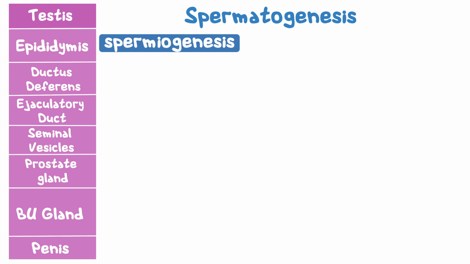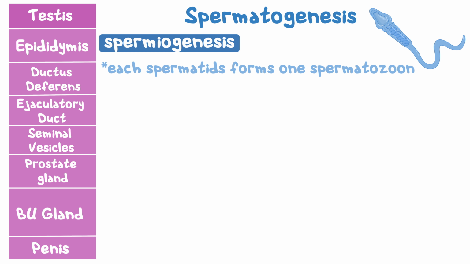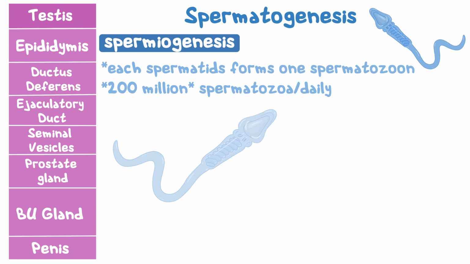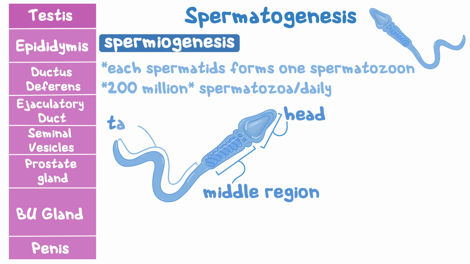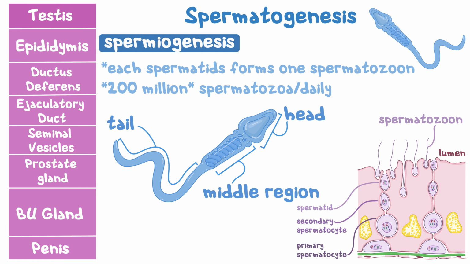During the spermiogenesis stage, spermatids differentiate and each forms one spermatozoon. Approximately 200 million spermatozoa are produced daily by the testis in humans. During spermiogenesis, the spherical spermatids change in form and shed cytoplasm as they become highly differentiated spermatozoa, characterized by a head, middle region, and a tail. As spermatozoa develop, the head regions remain in the epithelium, but the tail regions extend into the lumen of the seminiferous tubule.